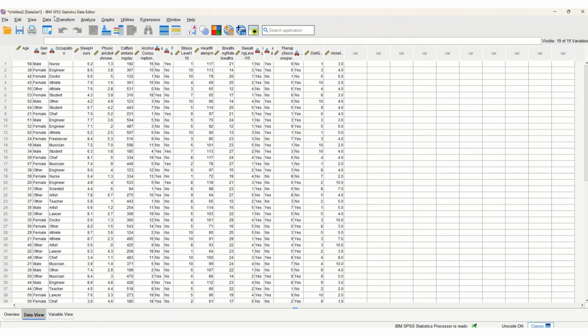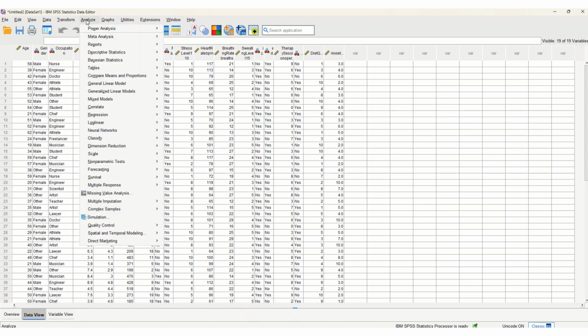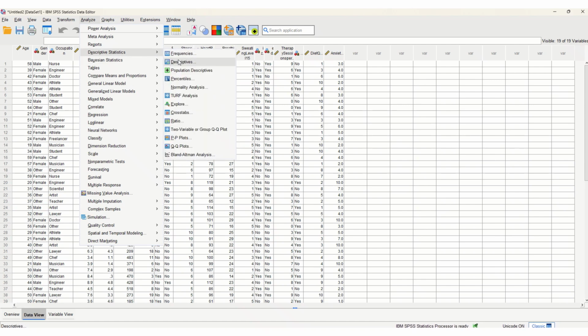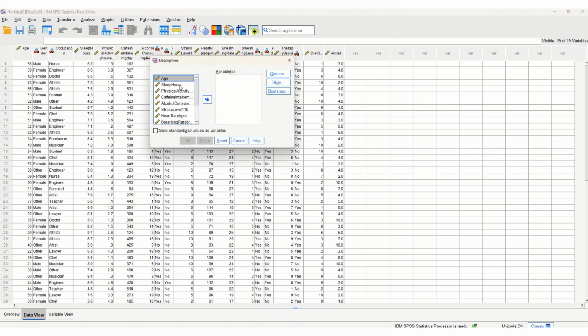Now that we have our data read in, if I wanted to calculate a z-score for age, sleep hours, physical activity, or caffeine intake, for example, I could hit the Analyze tab, the Descriptive Statistics section, and instead of Frequencies, we'll click on Descriptives. Here you can select the variables that you would like to calculate z-scores for. We'll add those variables in.